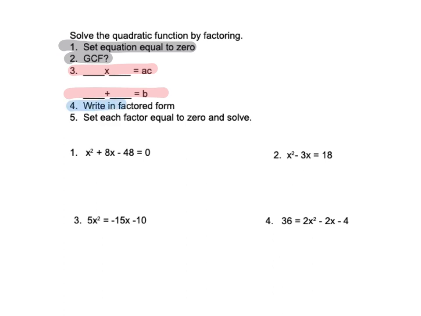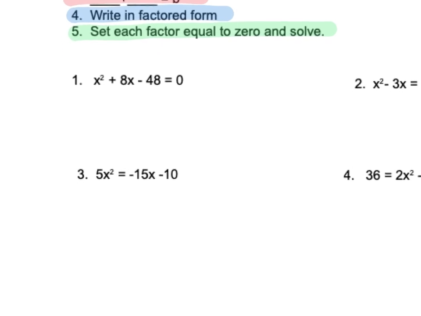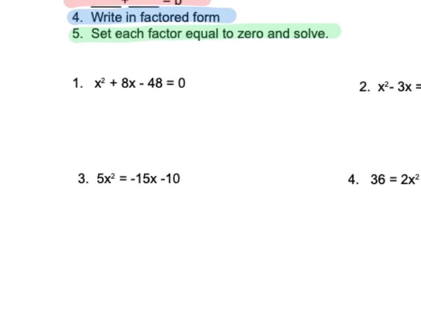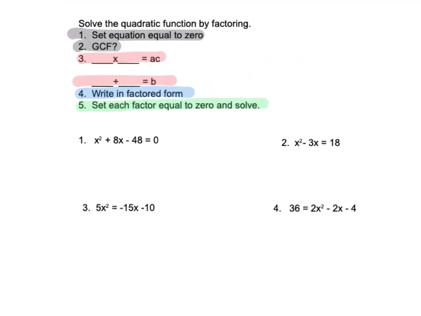And then you would use those factors to write it in factored form. And then you would set each factor equal to 0 and solve. And since we have a quadratic here with an exponent of 2, we should have 2 solutions for each problem. So we should be getting 2 answers. So let's go ahead and look at the first one. So the first one we have is x squared plus 8x minus 48.